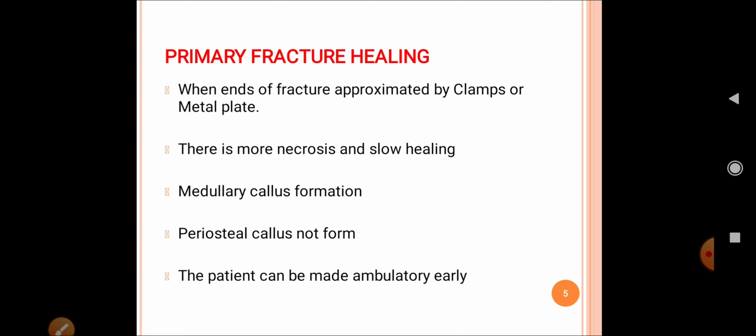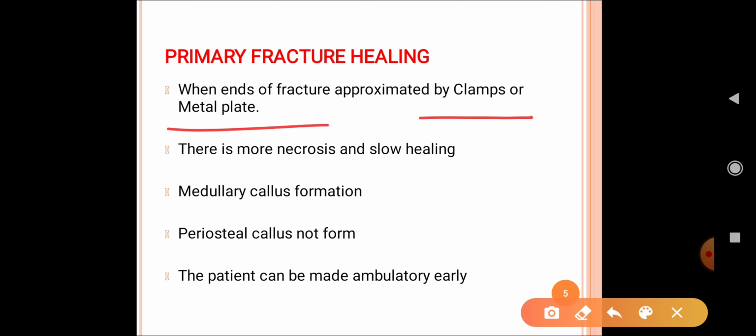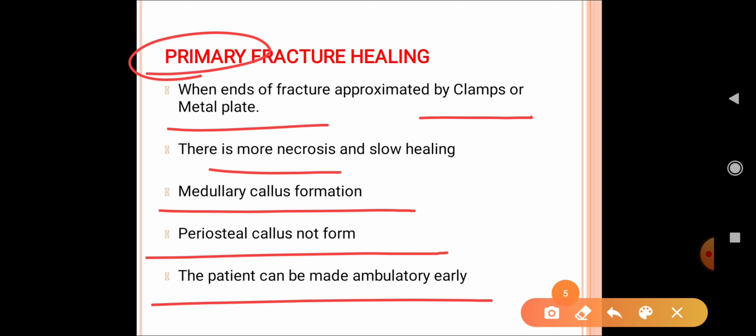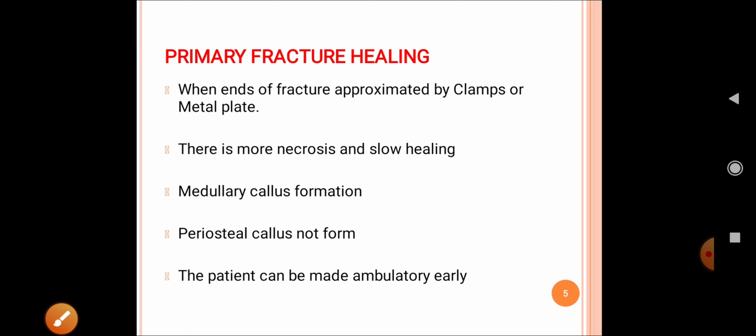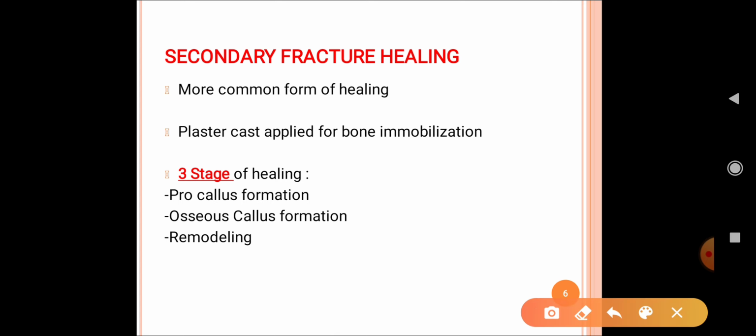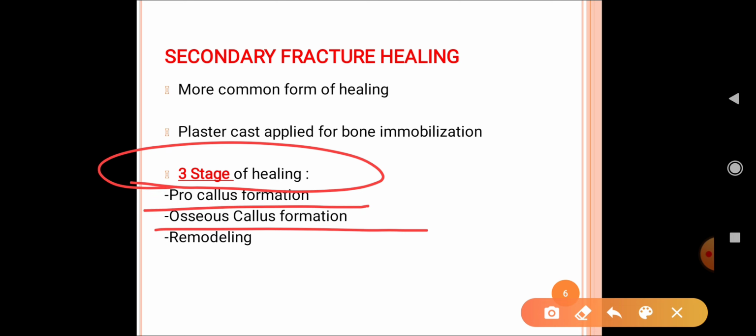If you are doing internal fixation with the help of clamps or metal plate, then it is known as primary fracture healing. Here, there is less necrosis, medullary callus will form, periosteal callus will not form, and the patient can be made ambulatory very early. Patient can walk early. That is the advantage. The natural form of healing by applying the plaster cast is known as secondary fracture healing, and that is our prototypic example. There are basically three stages of fractured bone healing: procallus formation, osseous callus formation, and remodeling.